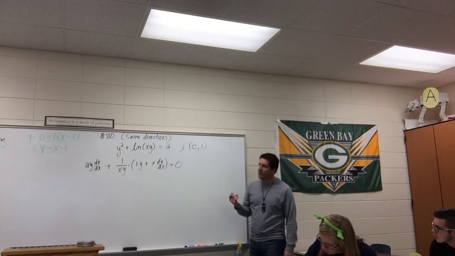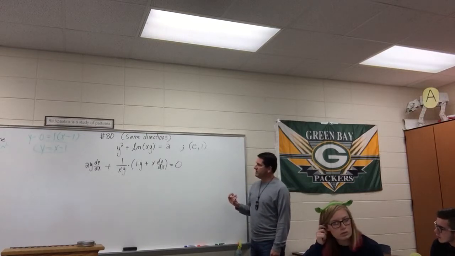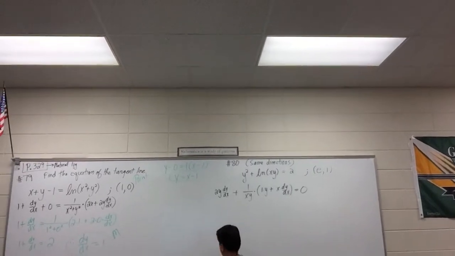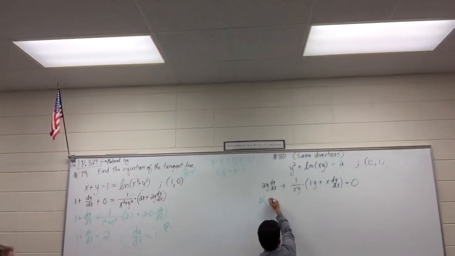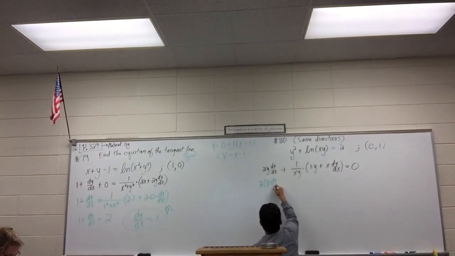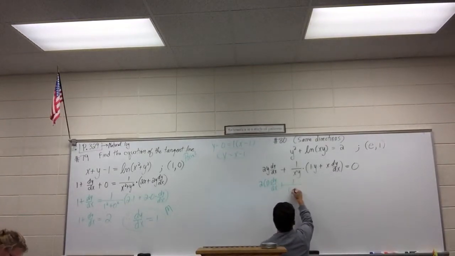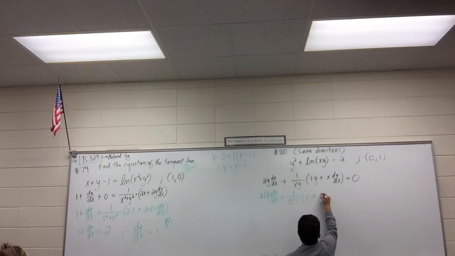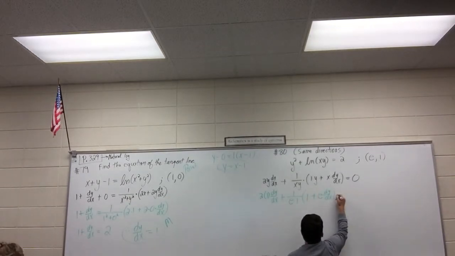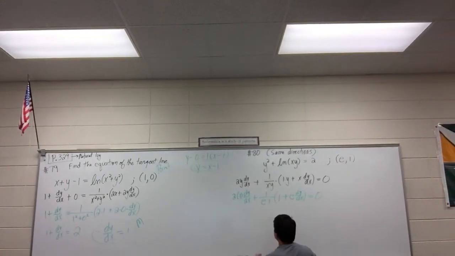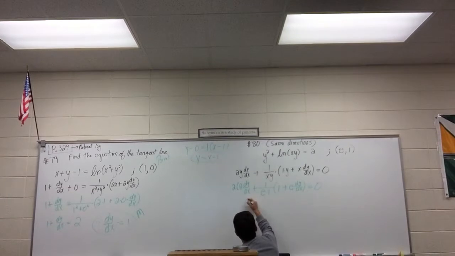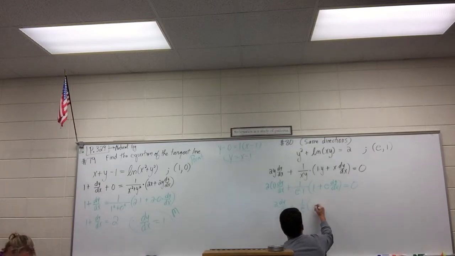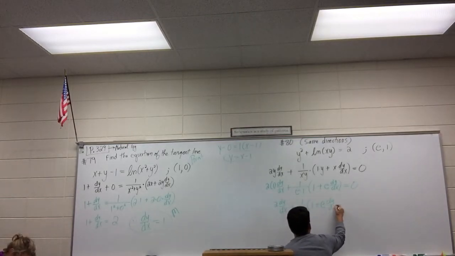I'm going to do the same thing I did in the last one. I'm going to plug in e and 1 for the x and the y, and then see what happens. So here we go. Let's do 2 times 1 times dy/dx plus 1/e times 1 times (1 plus e dy/dx) is equal to 0. So what does this give us? 2 dy/dx plus 1/e times (1 plus e dy/dx).